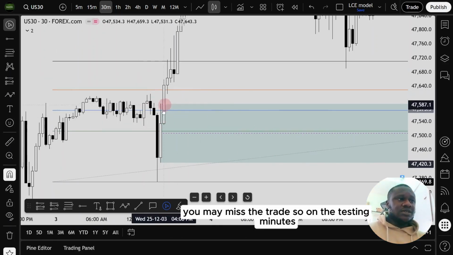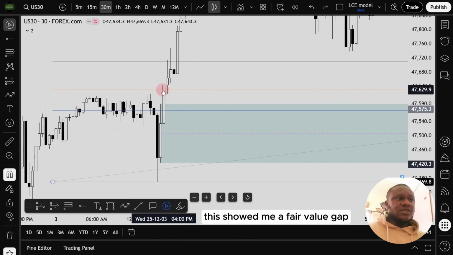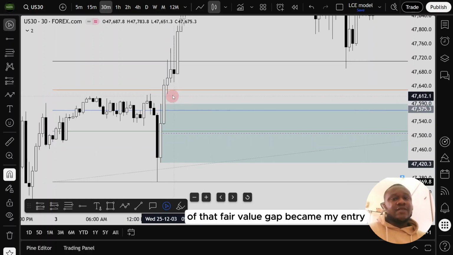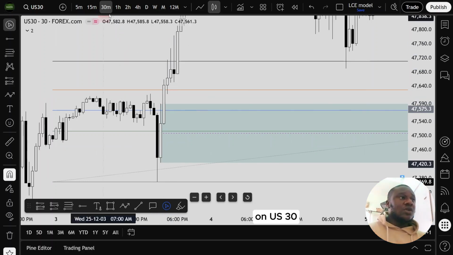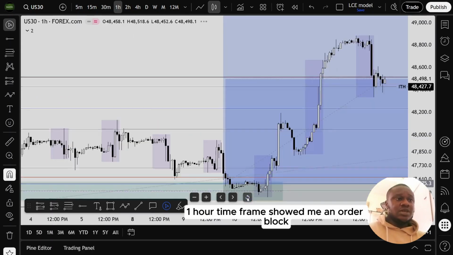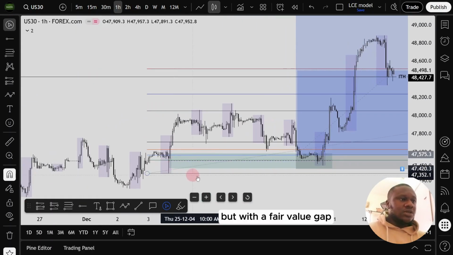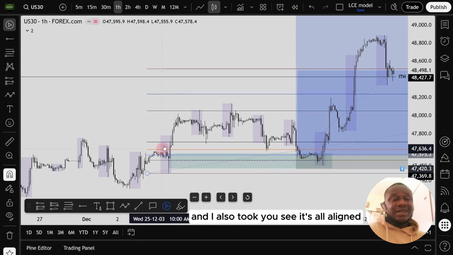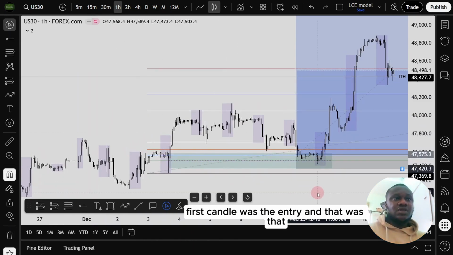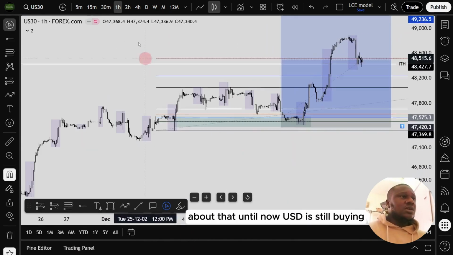So on the 30 minutes, this showed me a fair value gap, and the first candle formation of that fair value gap became my entry on USDT. The 1-hour time frame showed me an order block, but with a fair value gap, and I also took, you see, it all aligns. The first candle was the entry. On the 30 minutes, the first candle was the entry, and that was that. Until now, USDT is still buying.